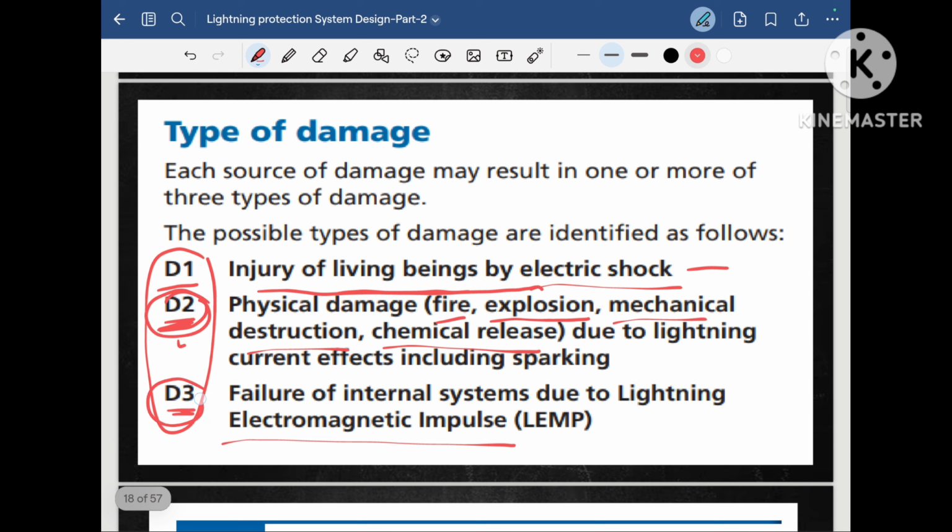What is the D3 type? Failure of internal systems due to lightning magnetic impulse. Suppose there is an HVAC system, a plumbing system, and an electrical system inside the building. Due to D3 type of damage, it could lead to failure of the life supporting or basic electrical system, plumbing system and mechanical system of that project. So any type of damage can happen due to the S1, S2, S3 and S4 type of lightning strike. So these are the three kinds of damage that can happen due to lightning strike.